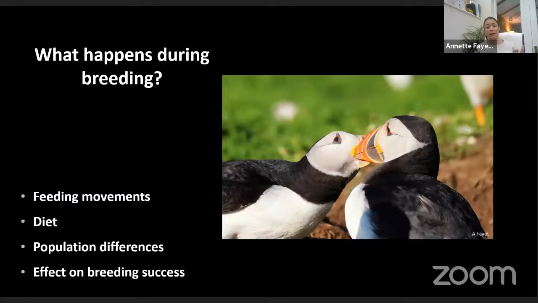So for example, we don't really know how far they feed. They hadn't really been tracked before. We know about the chick diet mostly, but we don't really know what the adults eat. And we don't really know how different populations differ in these aspects and how this influenced their breeding success. So this is the sort of thing that we were trying to find out.